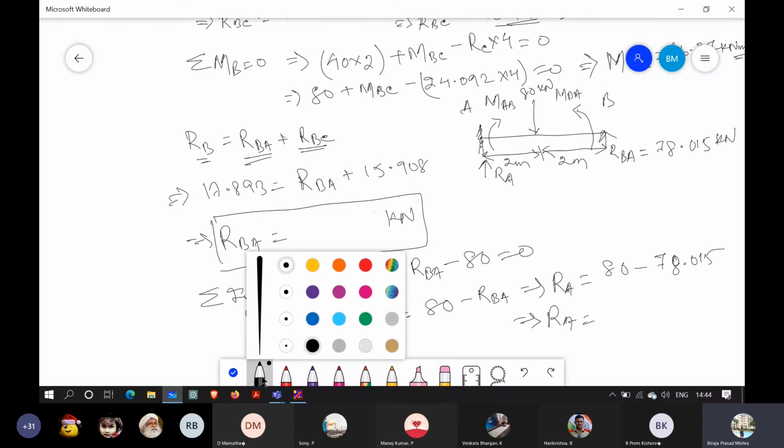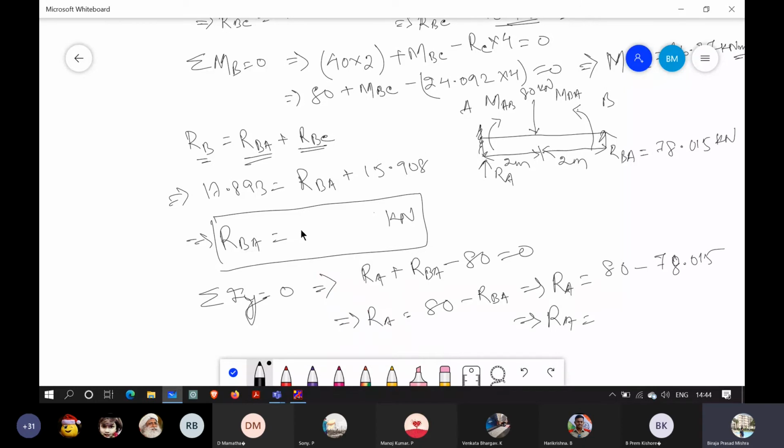This is RBA equals, if you put this value. Okay, sir, you have written wrong here. So this is 78.015 kilonewton.